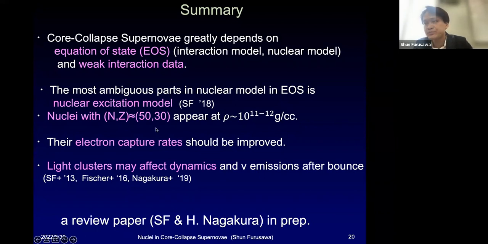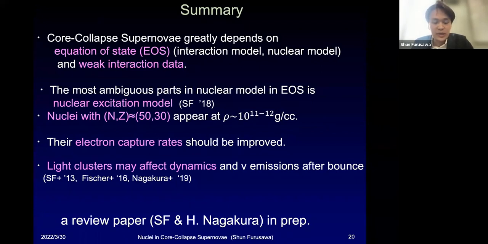They show up in the neutron sphere, and their weak interaction rate affects the neutronization burst, the size of protoneutron stars, and the dynamics of core-collapse supernovae. And finally, after shockwave formation, in shocked matter, light clusters, especially deuterons, are formed, and deuterons may affect the dynamics and neutrino emission.